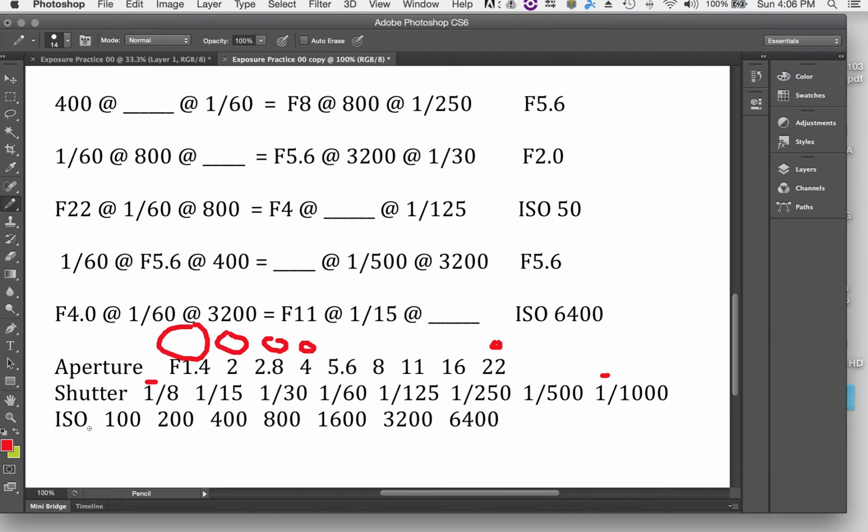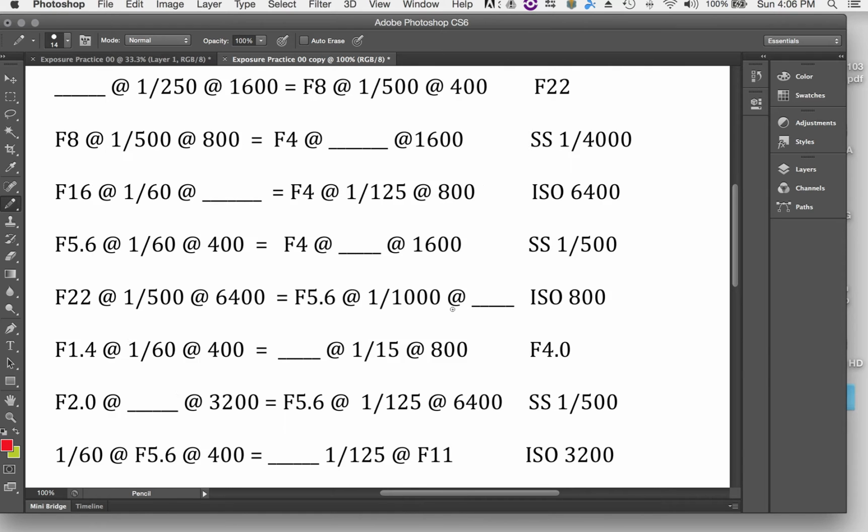Okay. Now, the ISO is a little bit different. It refers more to the sensitivity of your sensor or the film. But think of it like this. The higher the sensitivity, the more sensitive your ISO is, the more light can be detected. So 6400 is going to be much more sensitive, allow much more light to be absorbed than if it were an ISO of 100. So the higher you go with the ISO, the more light it will receive. So think of it like that.